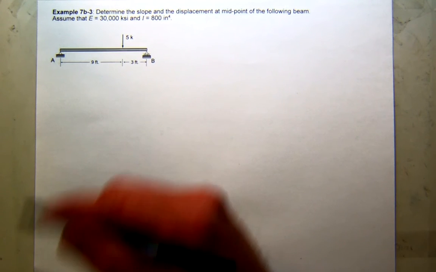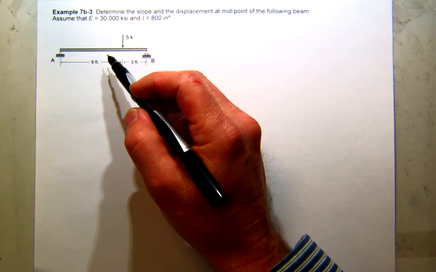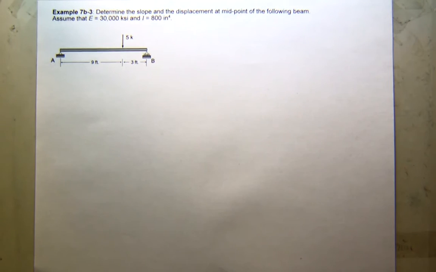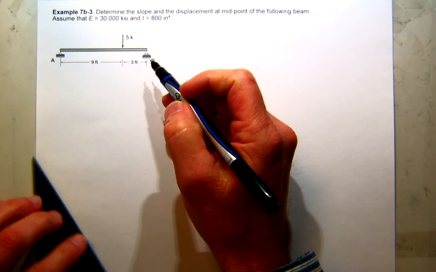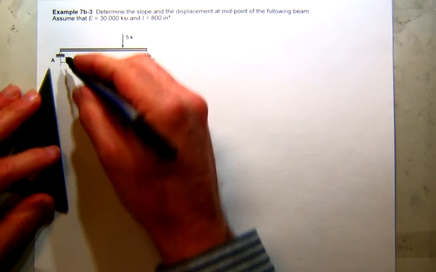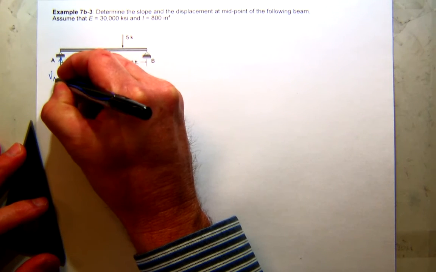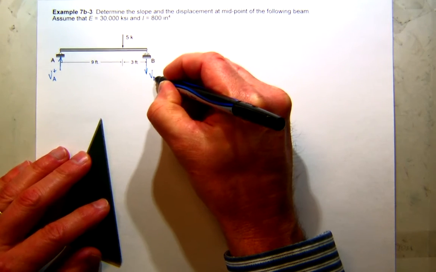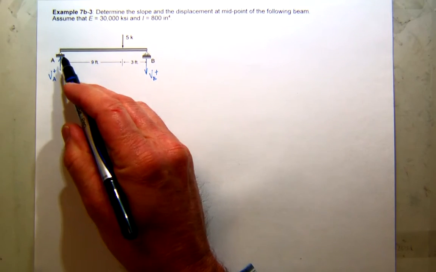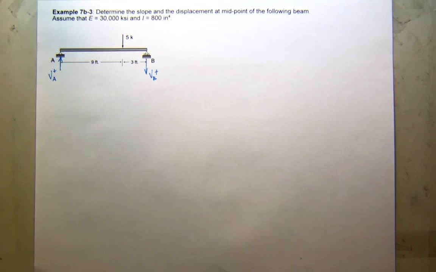So when we build our conjugate beam, we're going to want to find the shear and moment at the midpoint. So the first step in all these problems, if you're using conjugate beam, is to do what? Construct your shear moment diagram. So I know at A I'll assume that I have positive shear at A and positive shear at B. And of course, this is a pin and this is a roller, so I know the moments are zero. So I just need to find those two reactions.